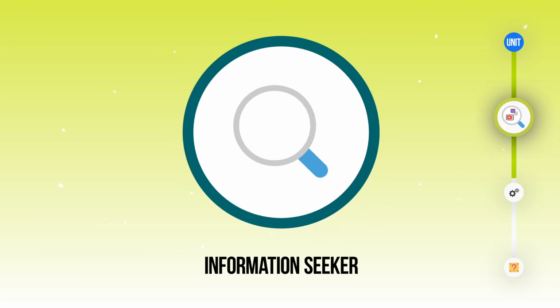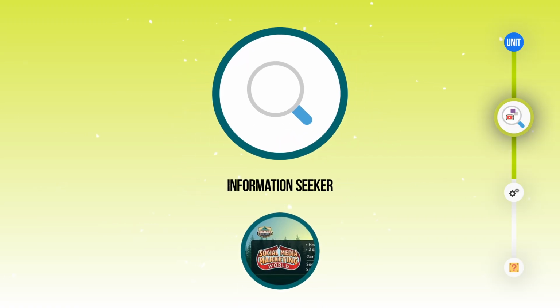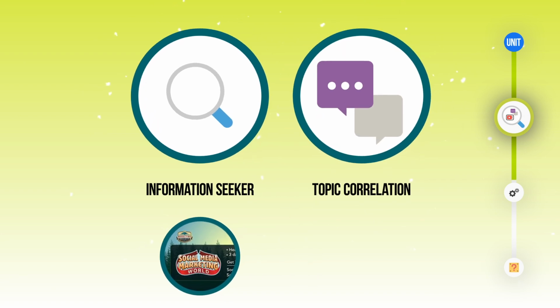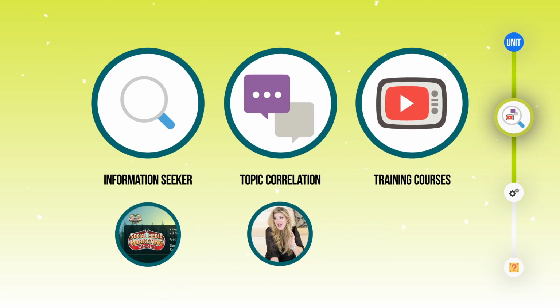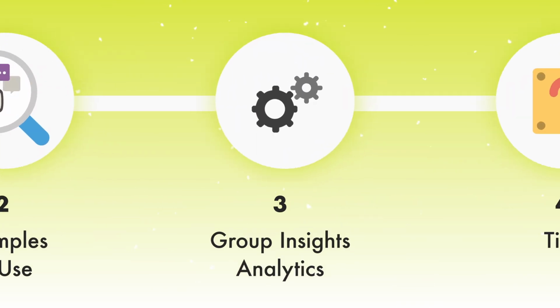Before we get into group unit analytics, I want to quickly recap all the different ways that we just saw that you could use units. You could use it as an information seeker like the society did. You can use it as a way to correlate all the different topics that your group talks about, like my mastermind did. Or you could use it as a way to deliver trainings like Molly Mahoney did. Are you ready to see the data?